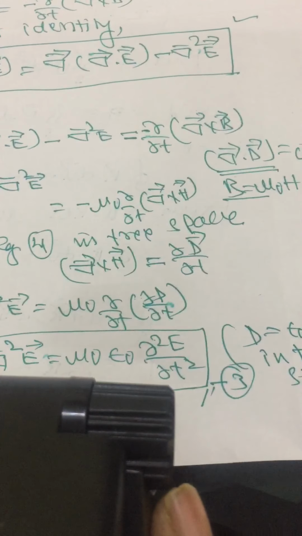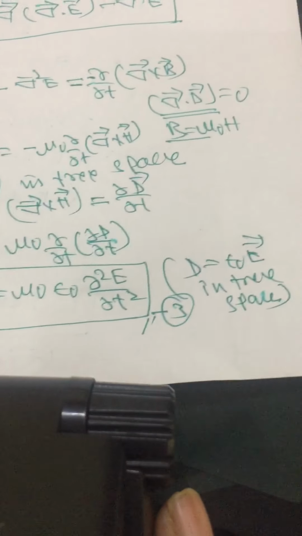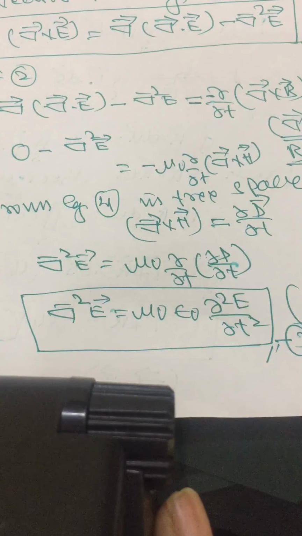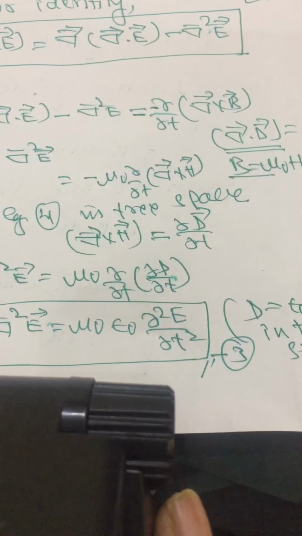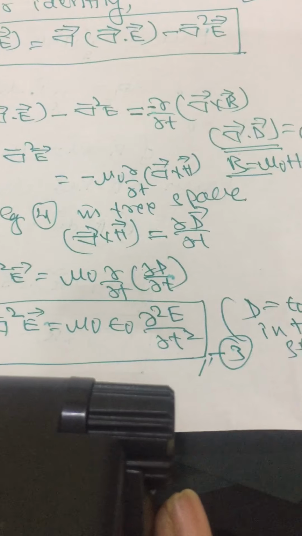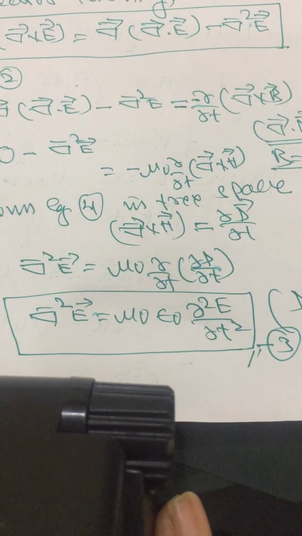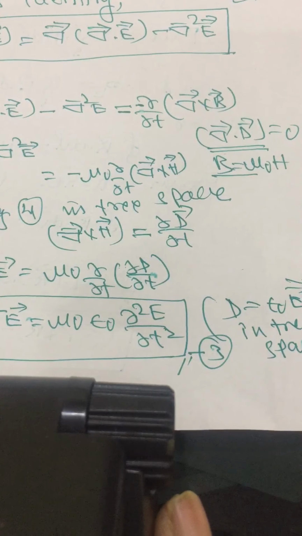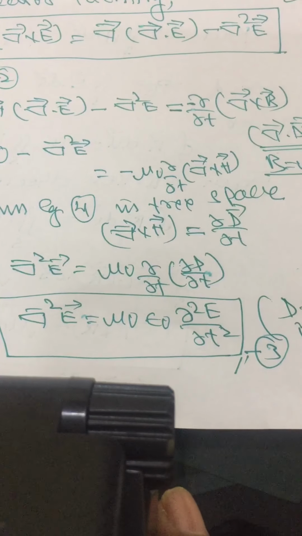From equation 4, in free space, del cross H is equal to dou D by dou t. So you substitute in the above equation: del square E is equal to mu naught dou by dou t of dou D by dou t. Of course, displacement density is proportional to the electric field, D is equal to epsilon naught E. So you substitute: del square E is equal to mu naught epsilon naught dou square E by dou t square. This is equation 3, the wave equation in terms of E.